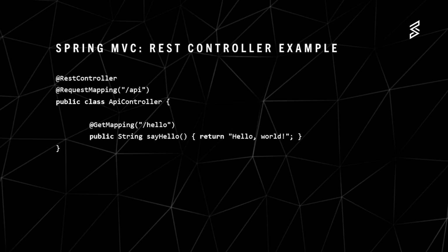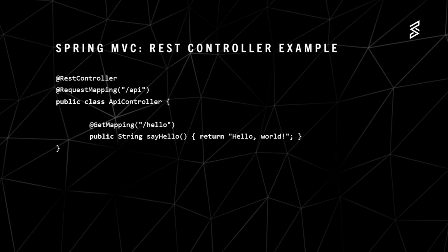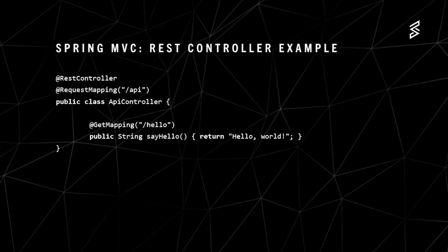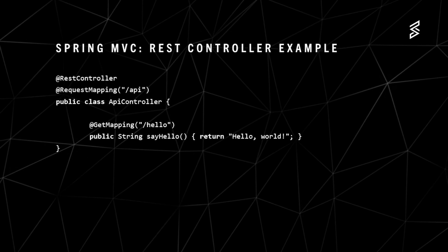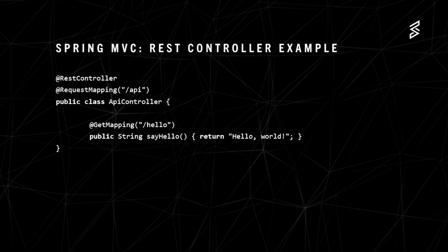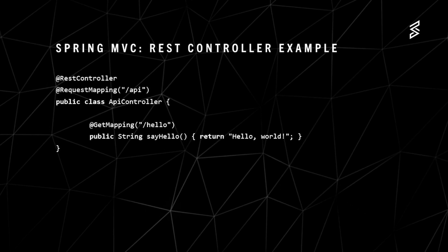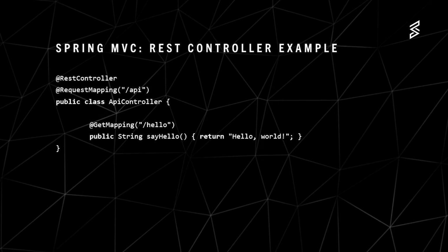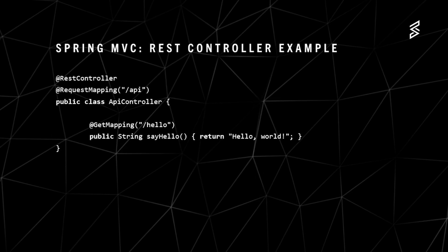Spring MVC REST Controller Example. This is a basic example of a Spring MVC controller using the REST API style. The @RestController annotation combines @Controller and @ResponseBody, meaning the return value is sent directly in the response body.